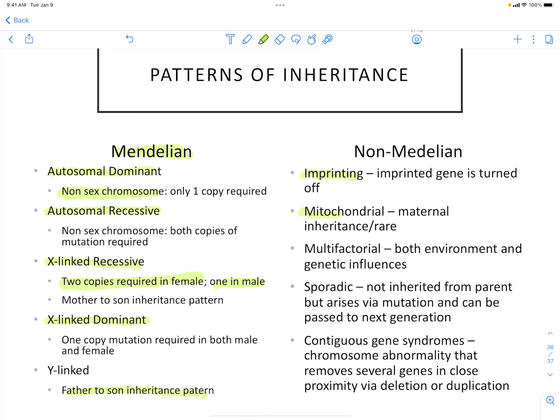We also have just mitochondrial inheritance pattern, which we just spoke about, and that's very rare. And so this is because only the mother can give mitochondria from the egg to the growing fetus. Multifactorial are going to be both environment and genetic influence. We have sporadic or de novo, so that's not inherited but it arises. And we have continuous gene syndromes, and this is where you have a chromosome abnormality in which you have several genes that are in close proximity or either duplicated or deleted.